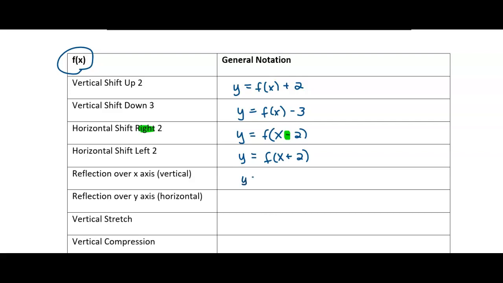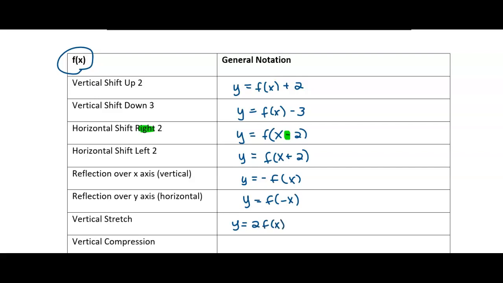A reflection over the x-axis, which is a vertical reflection, you would put the negative out front of that function. And a reflection over the y-axis, which is the horizontal reflection, the negative would be inside the function. Okay, if you have a vertical stretch, then you would need a number multiplied to the front of the function.